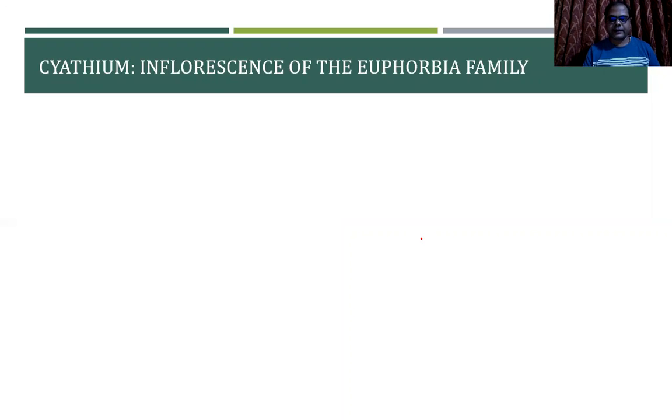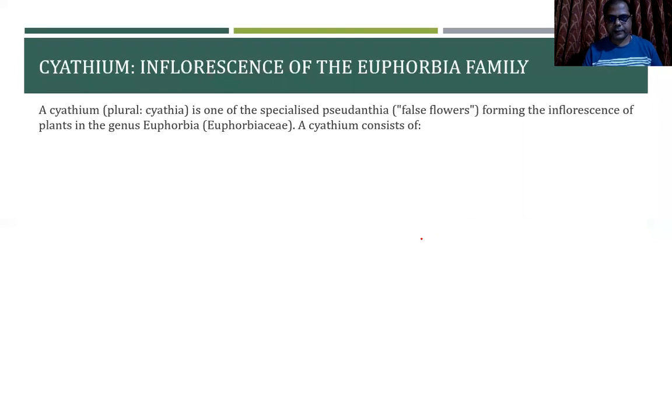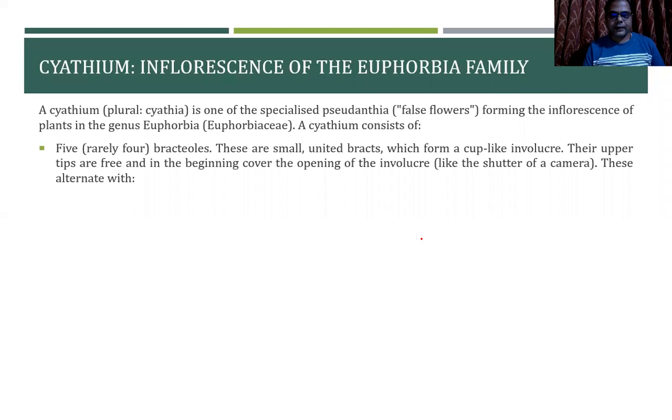the characteristic features of the Euphorbiaceae family. Now, the cyathium is basically the specialized pseudanthium, or false flower, forming the inflorescence of the plant and is seen in case of Euphorbiaceae. The cyathium consists of 5 or rarely 4 small united bracteoles. There are small united bracts that form the cup-like structure, that is the involucre.